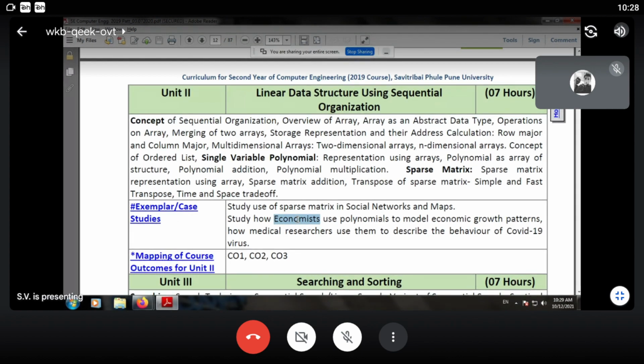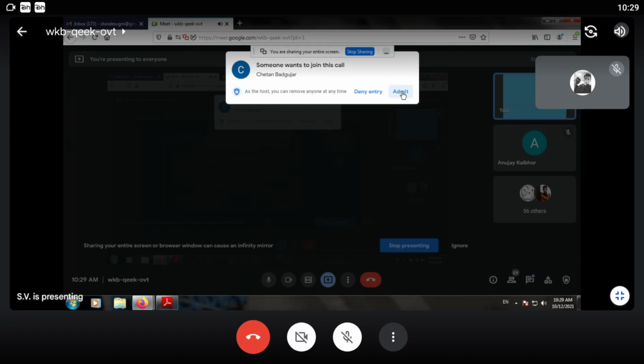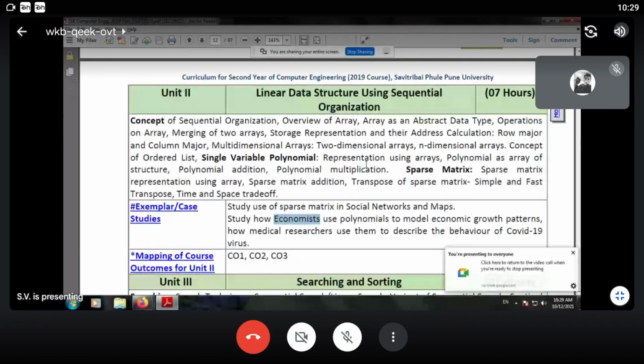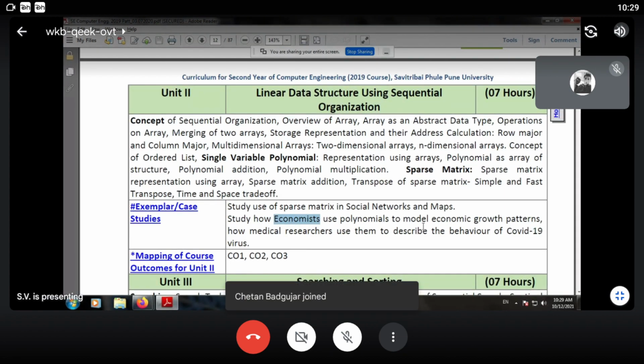So we can say some x is the growth rate, and the number of people infected is the constant. There were 10 people infected and the growth rate is 15, so 10 into 15 can be the growth.